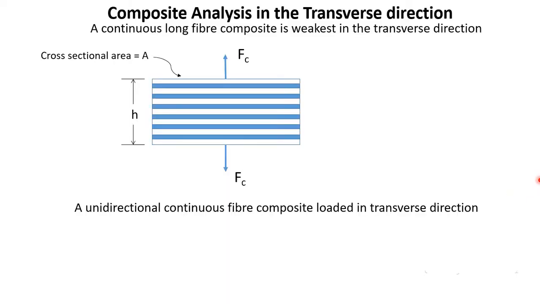In the last video, I talked about composite analysis in the longitudinal direction for unidirectional continuous fiber composite. In this video, we will see the analysis for the transverse direction. A continuous long fiber composite is weakest in the transverse direction.